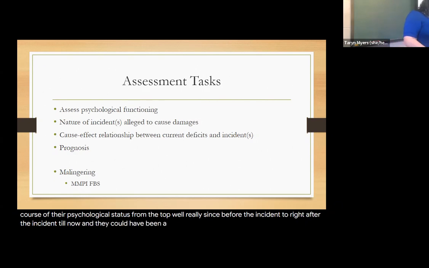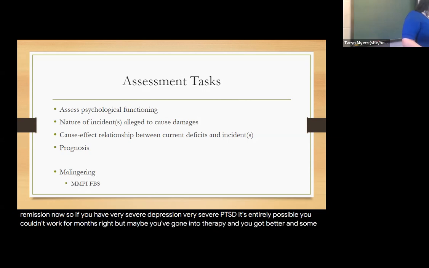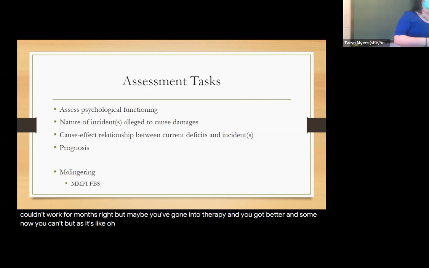And they could have been impaired for some time, right? Even if they're in remission now. So if you have very severe depression, very severe PTSD, it's entirely possible you couldn't work for months, right? But maybe you got into therapy and you got better, and so now you can't. But as a psychologist, you need to parse that out.